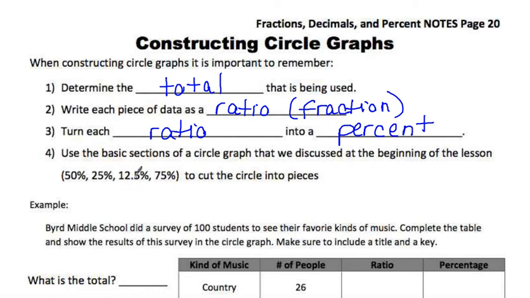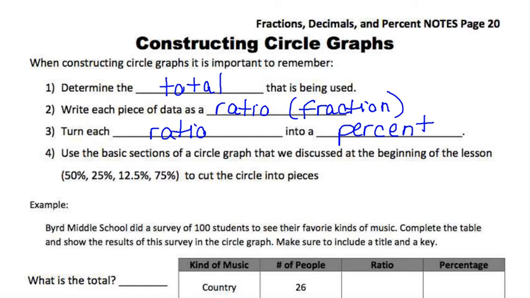And we're going to use the basic sections of the circle graph that we discussed at the beginning. So we have half, which is 50, the quarter, which is 25, the half of the quarter, which is 12.5, and then 75%, which is like the halfway around plus a little bit more.